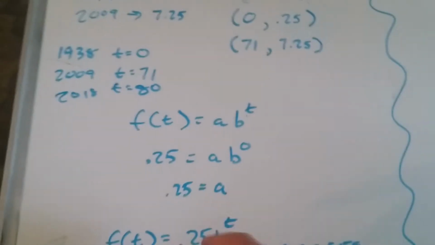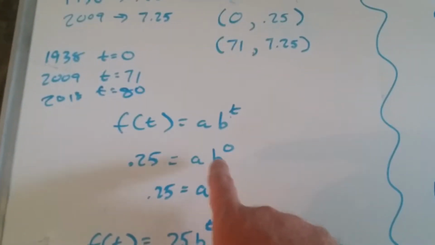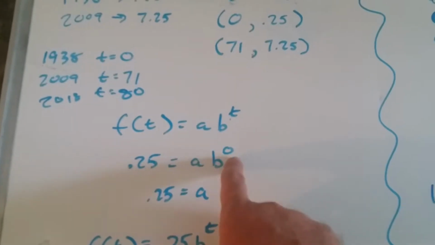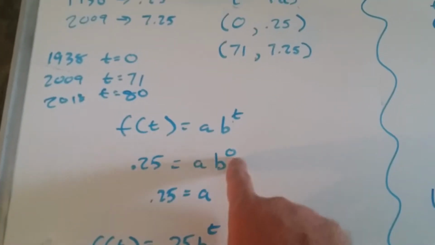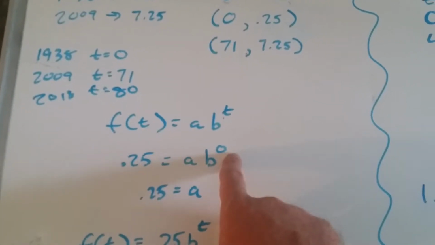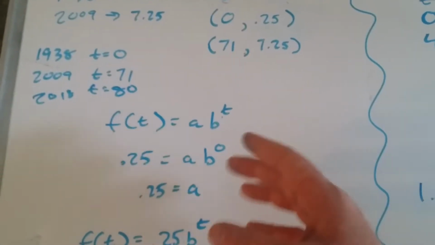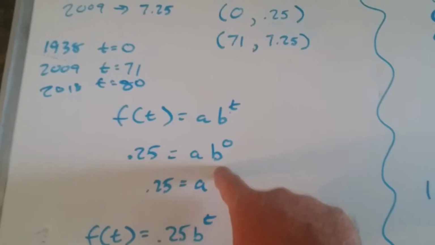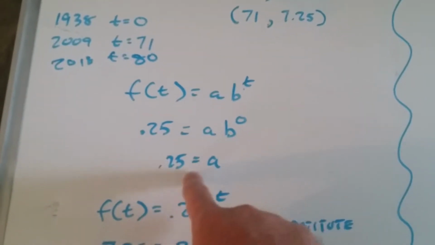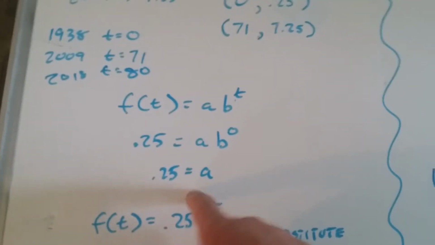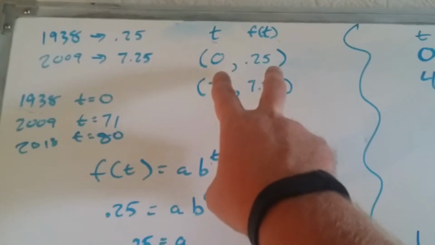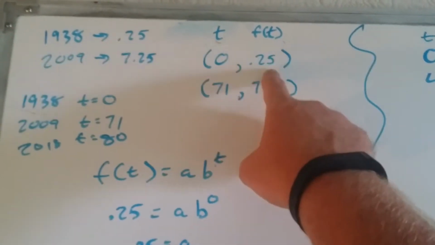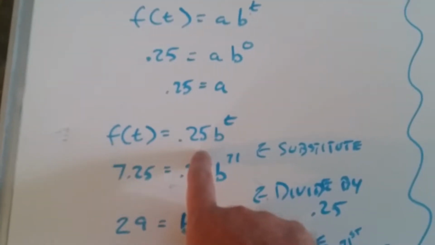I wanted to show you the reason that happens. If we set this up, we know that at time 0, it's 25 cents. Anything raised to the 0 power, except for 0, is 1. So if I plug in 0, this just becomes 1a, and therefore 0.25 is equal to a. This number right here is going to tell you what goes right here for a. Okay, so this is your function.